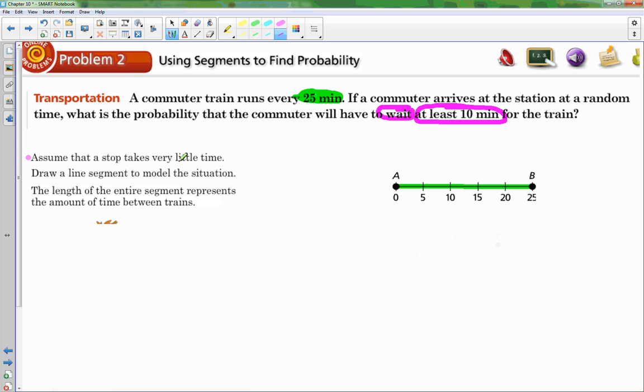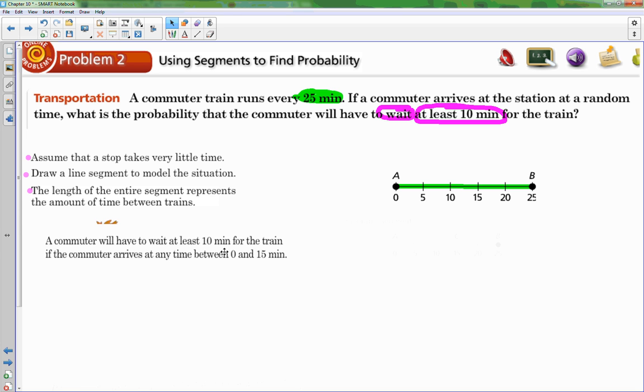So we're going to assume that each stop takes very little time. We draw your line segment A to B to model the situation. And then the length of the entire segment represents the amount of time between trains. So a commuter will have to wait at least 10 minutes if a commuter arrives at any time between 0 and 15 minutes. So when we look here, if I arrive between 0 and 15 minutes, I'll have to wait at least 10 minutes before the next train comes.